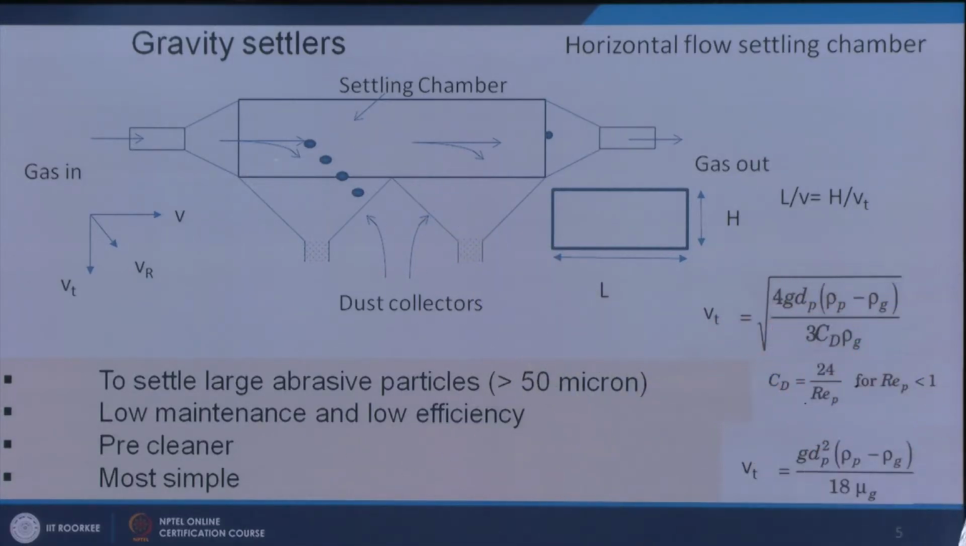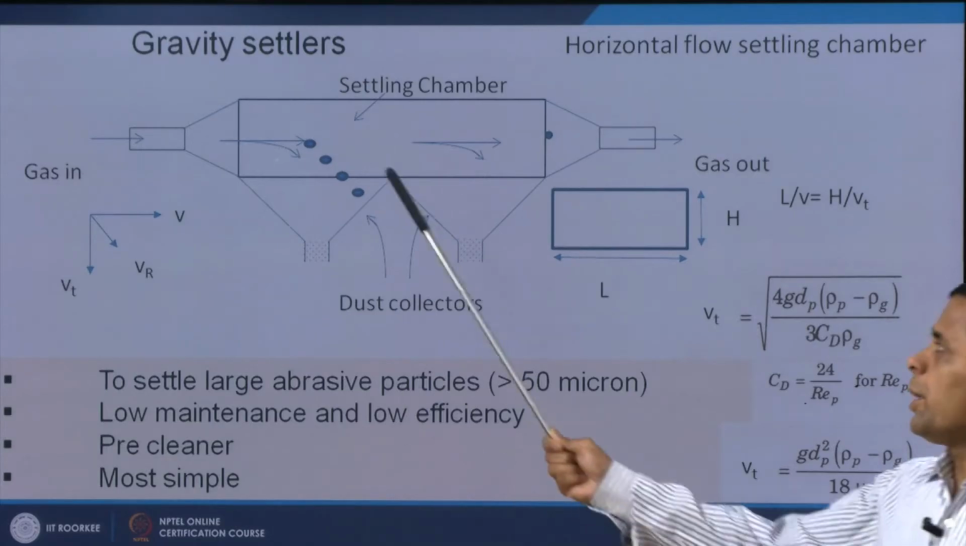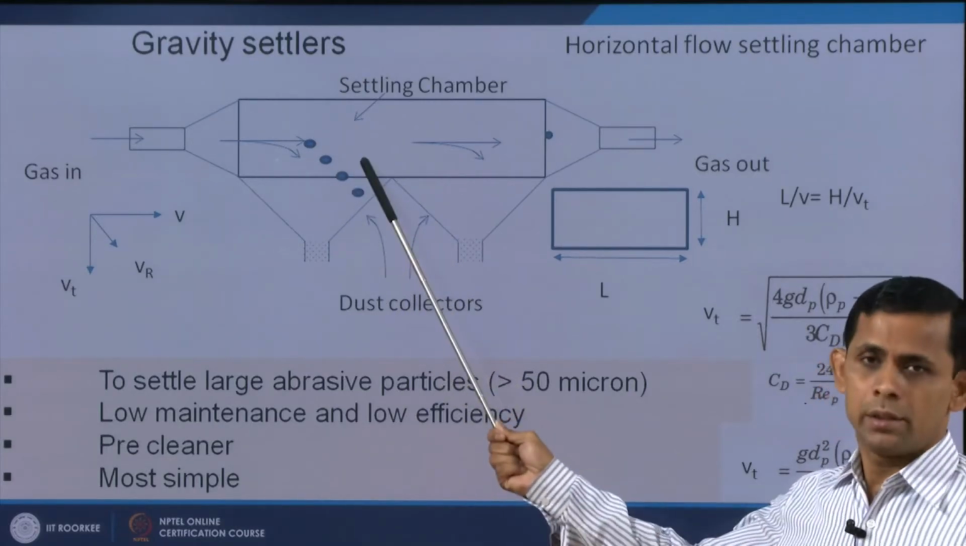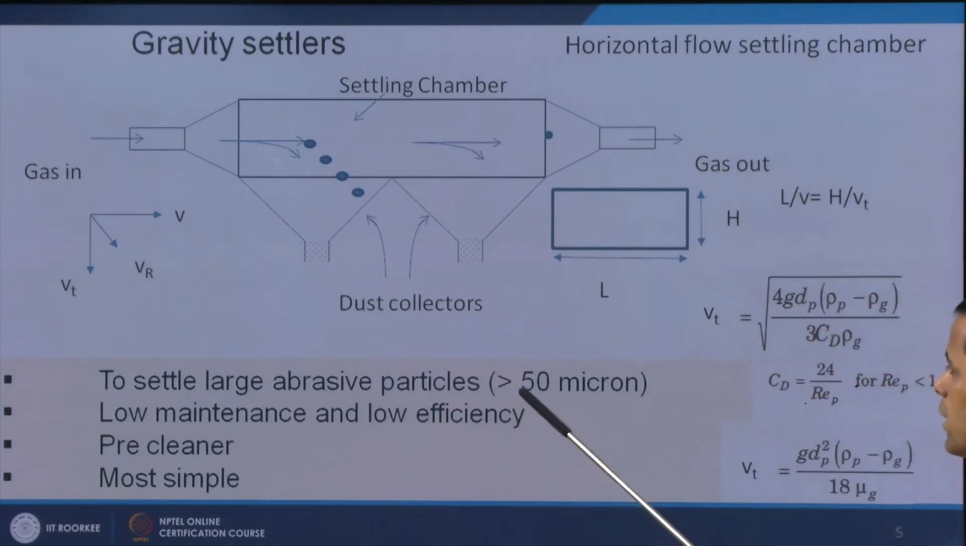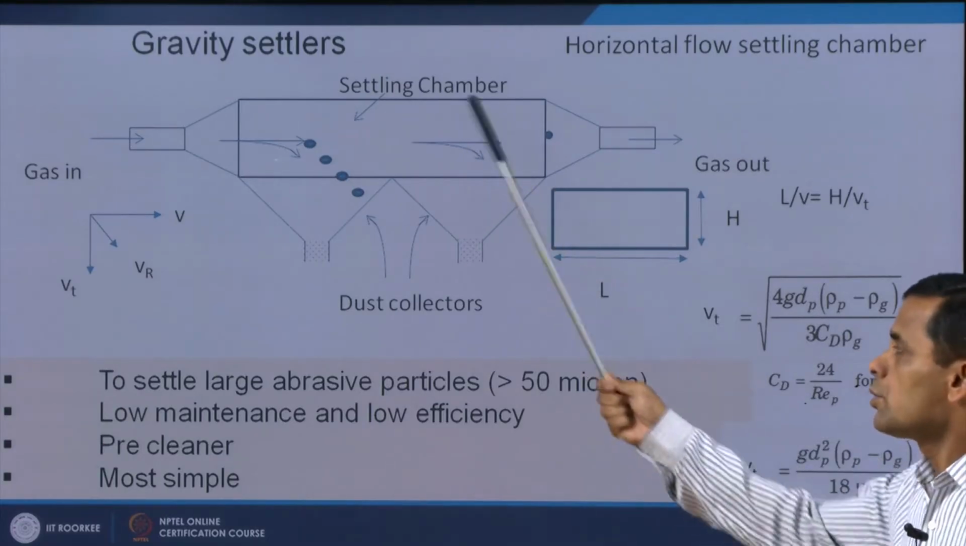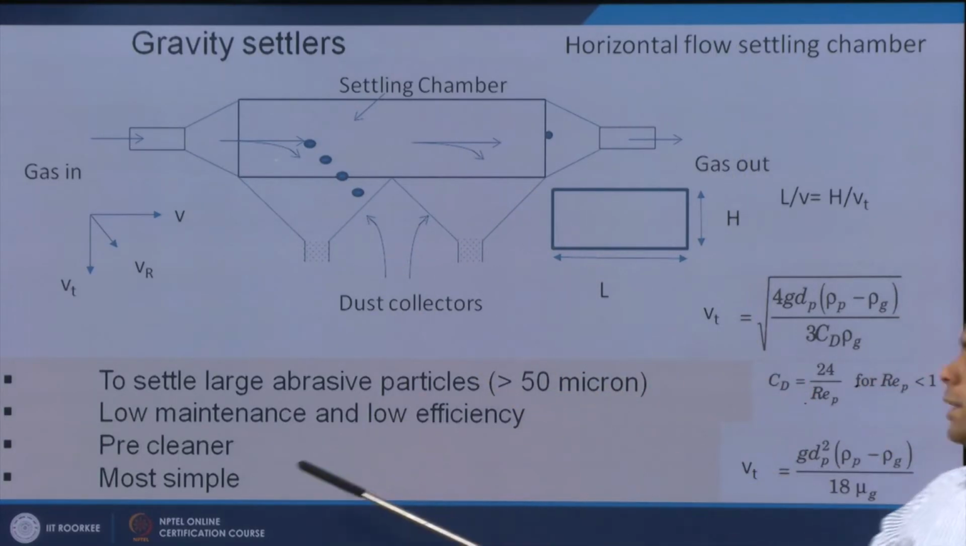Now, these chambers are not very efficient. Very fine particles cannot be separated by this chamber very easily, and particles of size more than 50 micron are normally separated through this. That is why this is used as a pre-cleaner step.